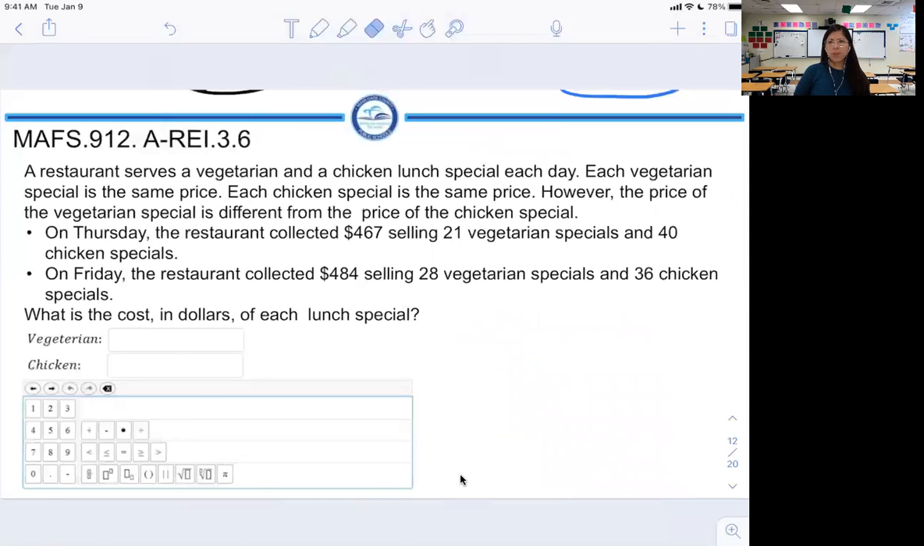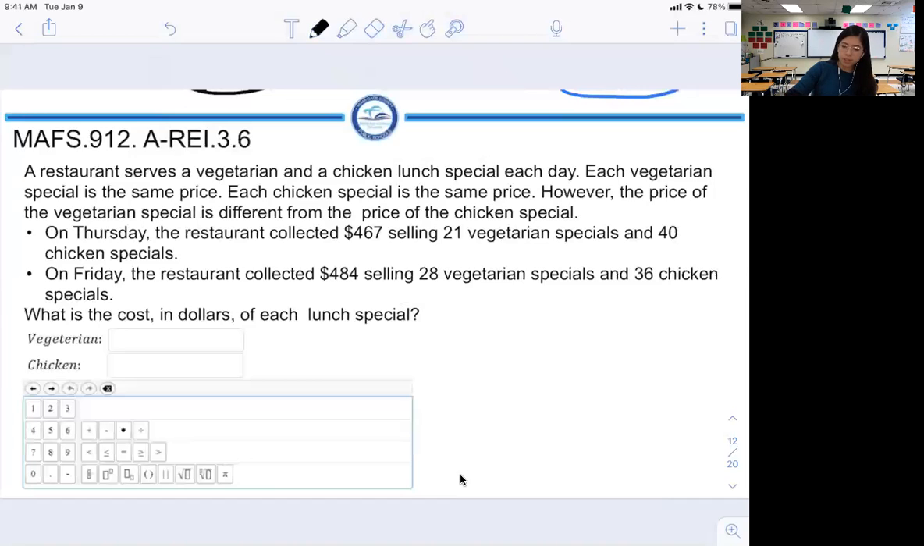All right, next up, a lot of word problems today. A restaurant serves a vegetarian and chicken lunch special each day. Each vegetarian special is the same price. Each chicken special is the same price. However, the price of the vegetarian special is different from the price of the chicken special. On Thursday, the restaurant collected $467 selling 21 vegetarian specials and 40 chicken specials. On Friday, the restaurant collected $484 selling 28 vegetarian specials and 36 chicken specials. What is the cost in dollars of each lunch special? So here we actually have to find both.